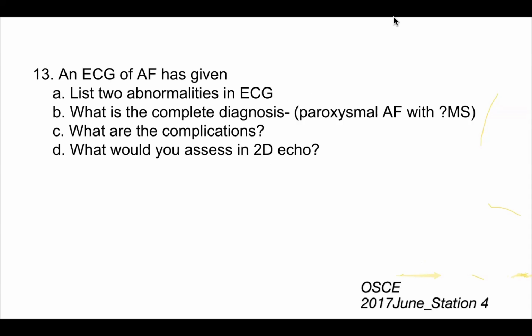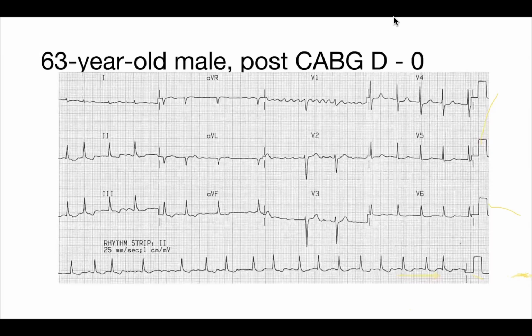We'll go to the next question. At one time they have given an ECG, list two abnormalities. So it can be the rhythm and the rate and whatever abnormality there. What is the complete diagnosis? What are the complications? Complications in AF are usually two lines. One is heart failure due to tachycardia, and the other is thromboembolic strokes, right? What do you assess in 2D echo? You have to see the cardiac function, LV function, and especially the mitral valve, whether there's mitral stenosis or valvular issues, and then chamber dilatations, right?